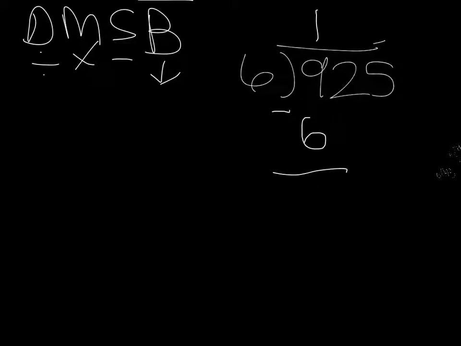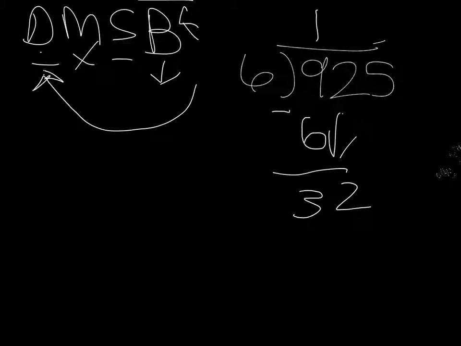Sister for S. Okay, and then 9 minus 6 is 3. Good. And then its brother, bring it down. So then you bring down that 2, and then it turns into 32. Then you need to go all the way back here and do it again.